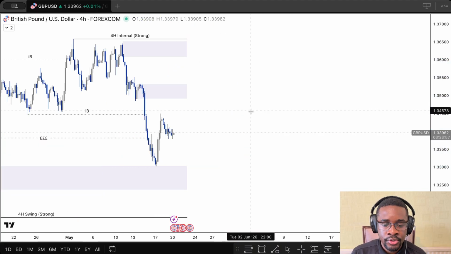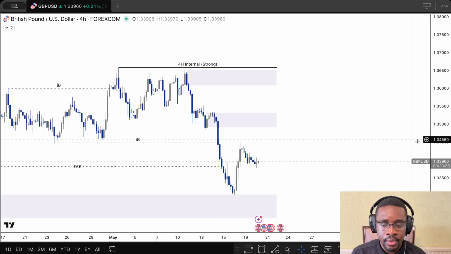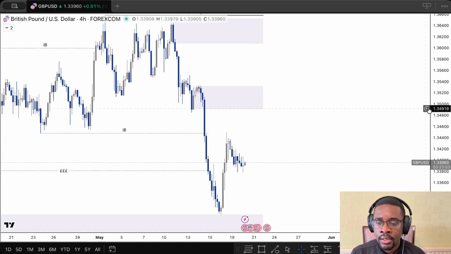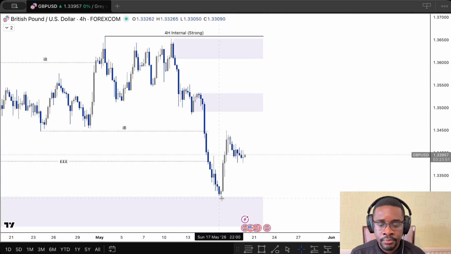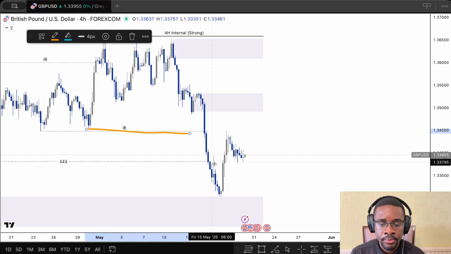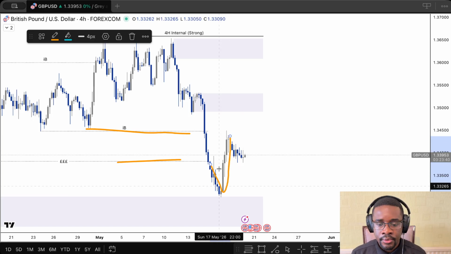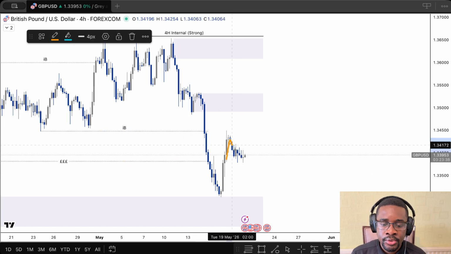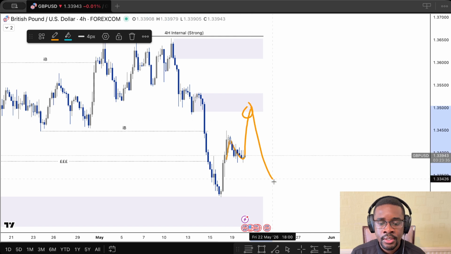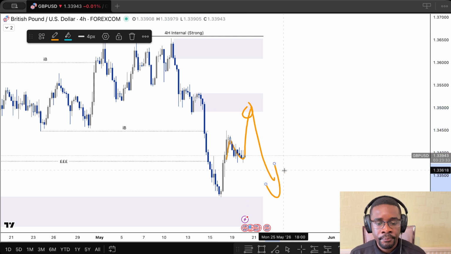So currently the bias is to the downside. Okay, bias is to the downside. Now obviously price has come down, hit this area after break of structure. After break of structure, liquidation, we do expect a pullback of some sort, and this is what seems to be the pullback. So price could continue maybe until it mitigates this before it continues lower.